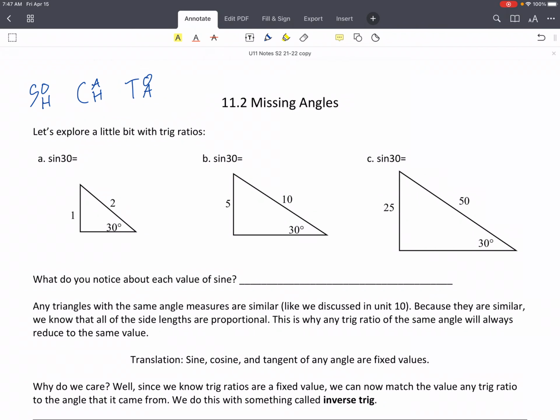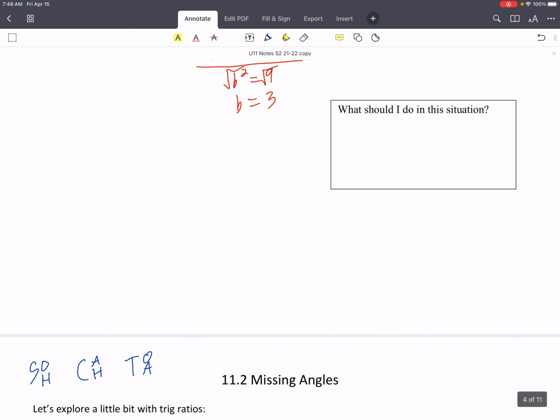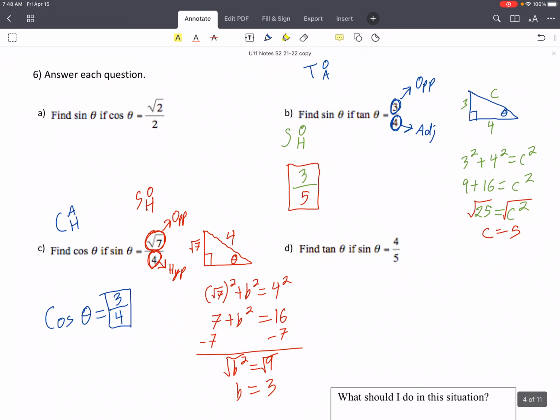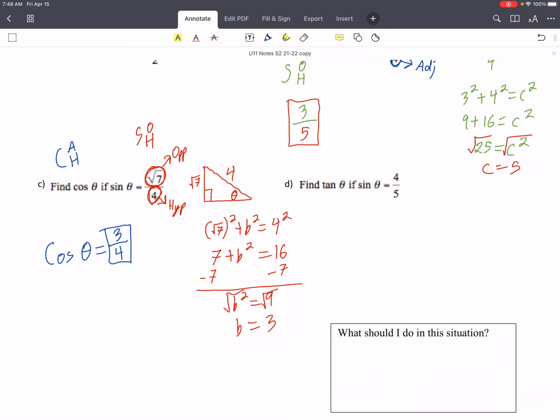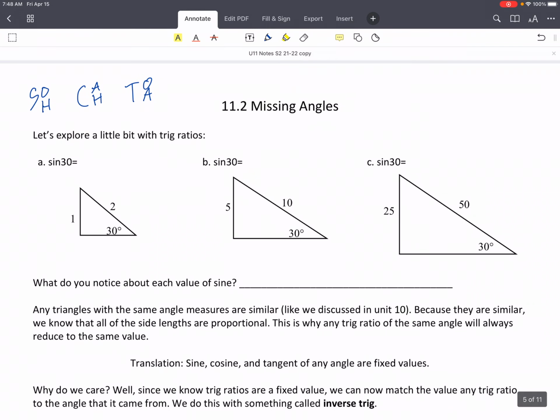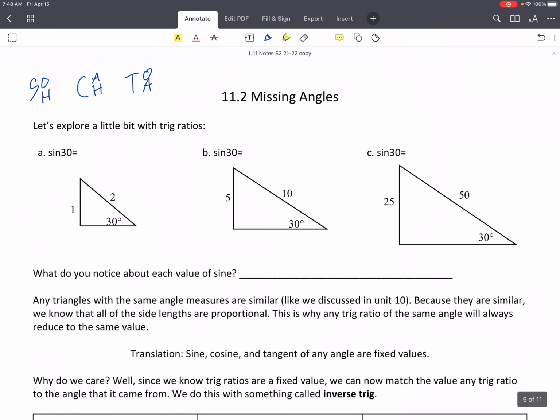Alright guys, so today we're going to be going over missing angles. So basically what we're going to be doing today is using our trig ratios to be able to solve for an angle, or our theta. Previously, in the last lesson, we just left it at something like cosine theta equals 3/4. But now we're going to actually solve for that angle.